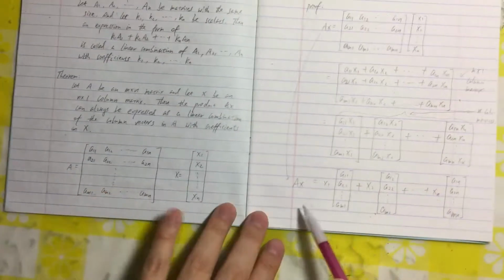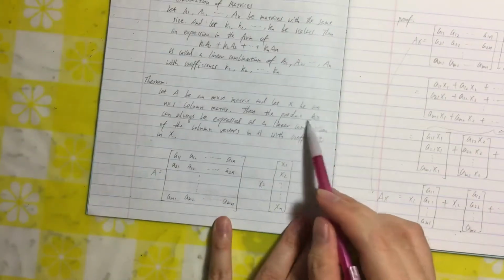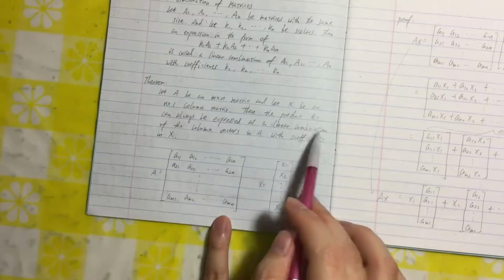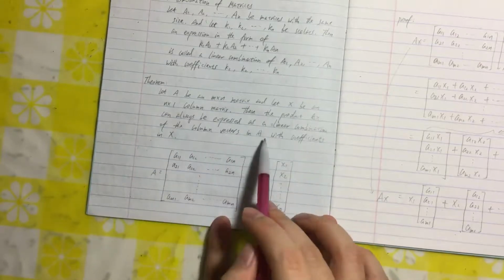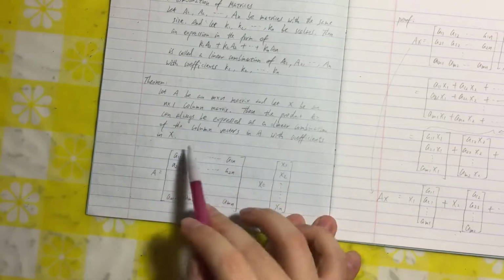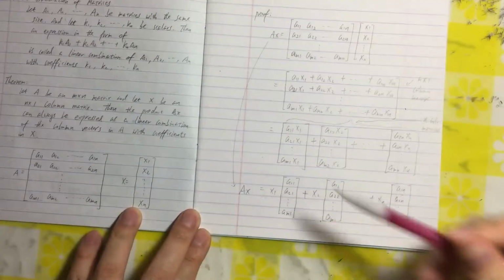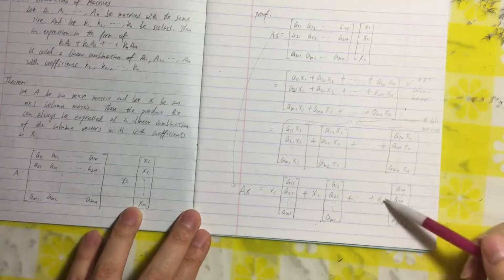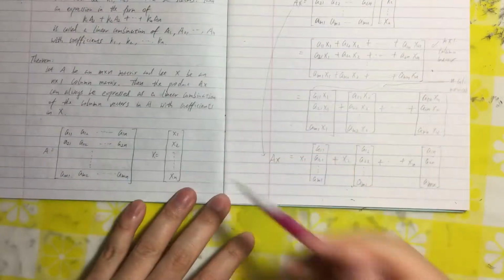So here it says that the product AX can always be expressed as a linear combination of column vectors in A with coefficients in X. So those are column vectors in A with coefficients S1, S2, Sn in X. That's what this theorem says.